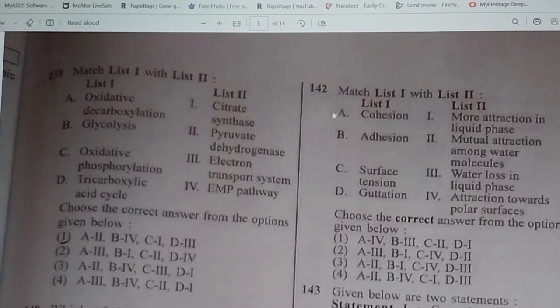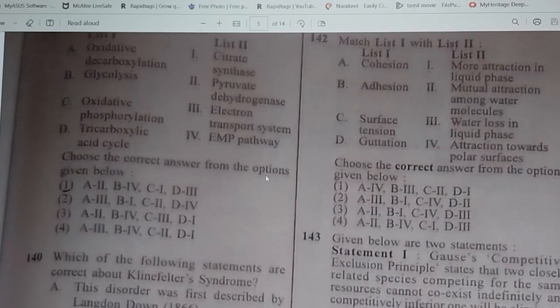Oxidative decarboxylation happens in pyruvate dehydrogenase. If you remember children, pyruvic acid to acetyl-CoA, that step. Glycolysis, otherwise called the EMP pathway. Oxidative phosphorylation is electron transport. Citric acid cycle, of course, tricarboxylic, citrate synthetase. So 139 is option C.